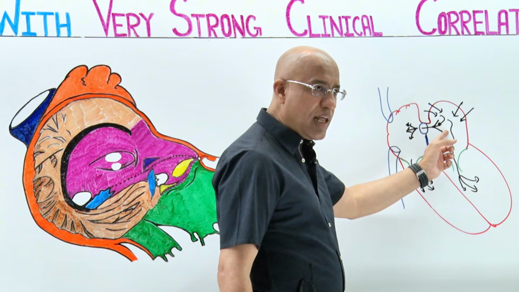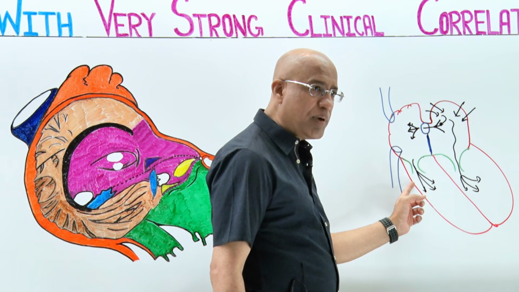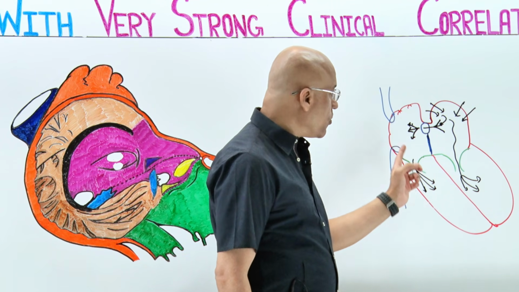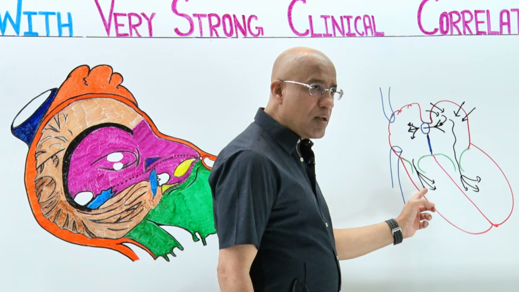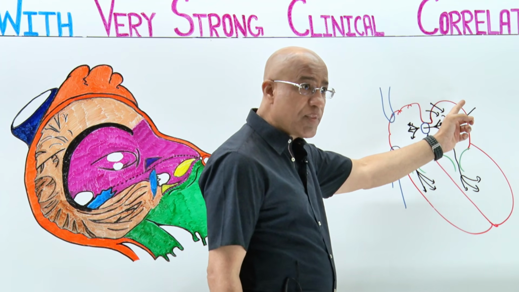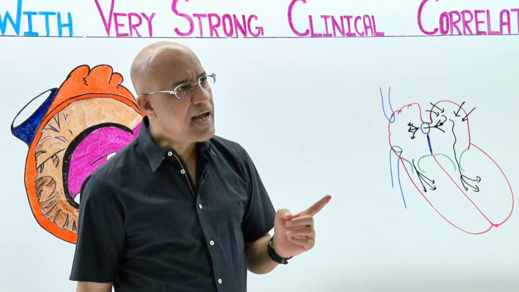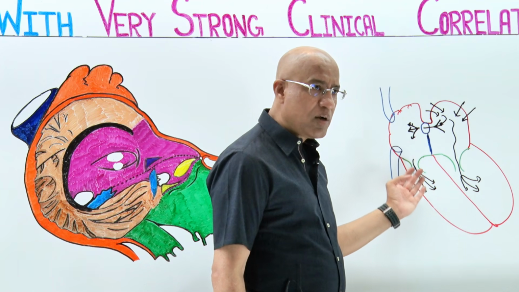What is this? Left to right shunt, right atrial and right ventricular enlargement due to volume overload, right? Volume overload, right chambers enlarge, volume overload going towards the pulmonary circulation, that leads to what? Pulmonary hypertension, and then that will lead to right ventricular failure.